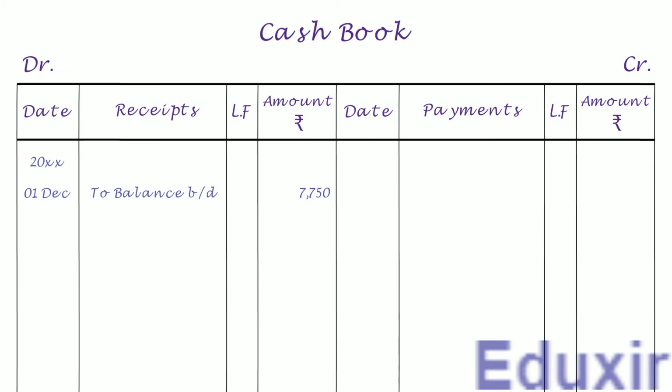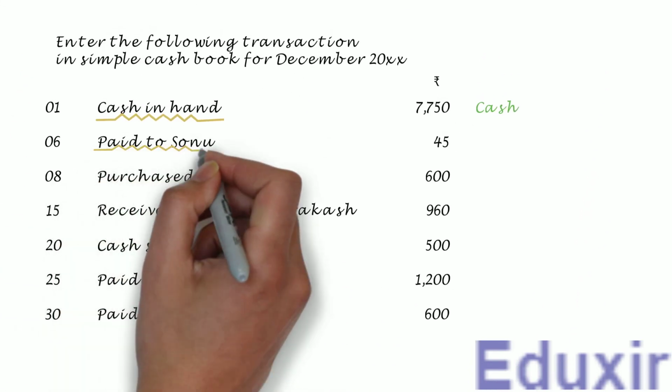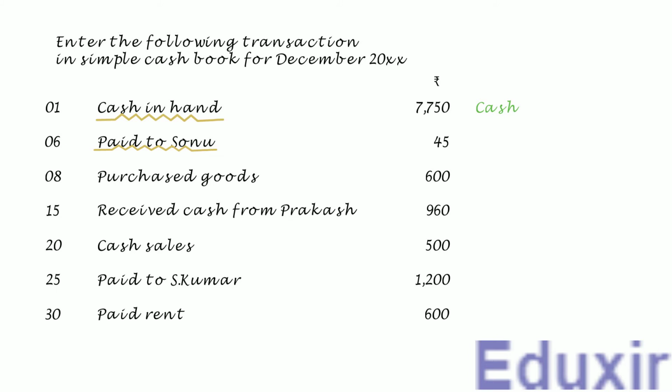Let us now take up the next transaction. In this transaction, the business has paid 45 rupees to Sonu. As you know, unless otherwise specified, all the payments are usually considered to be done in cash. So, in this case, we can safely assume that the payment to Sonu is done in cash. Also, as the businesses usually pay to the creditors, Sonu can be considered to be a creditor. Overall, this transaction translates to the business paying 45 rupees of cash to the creditor Sonu.